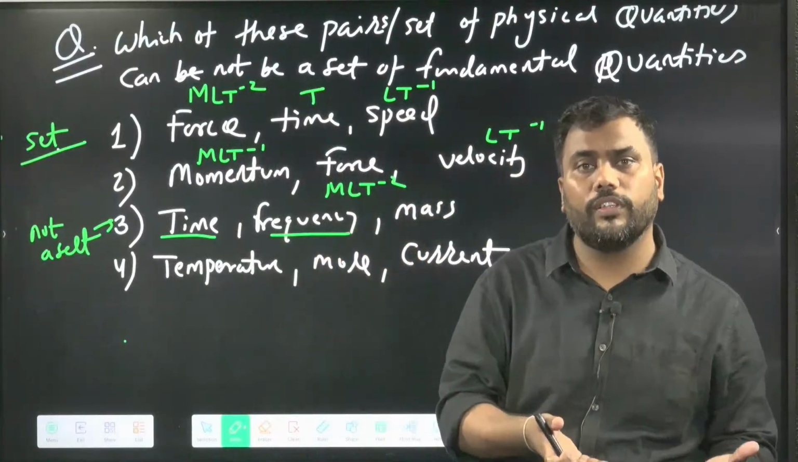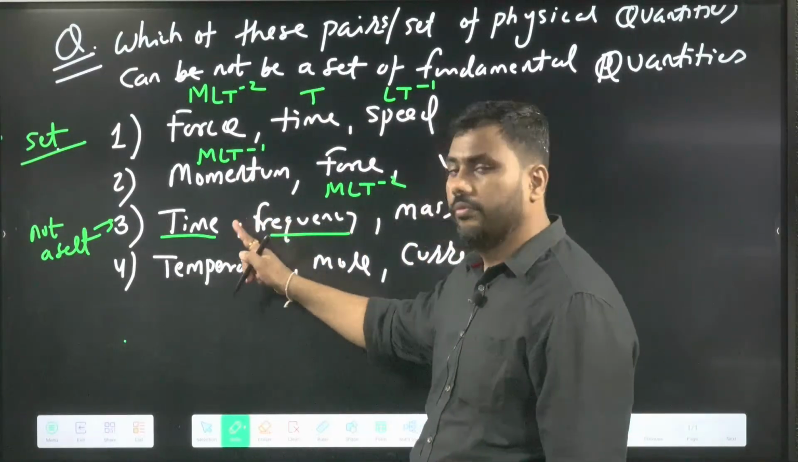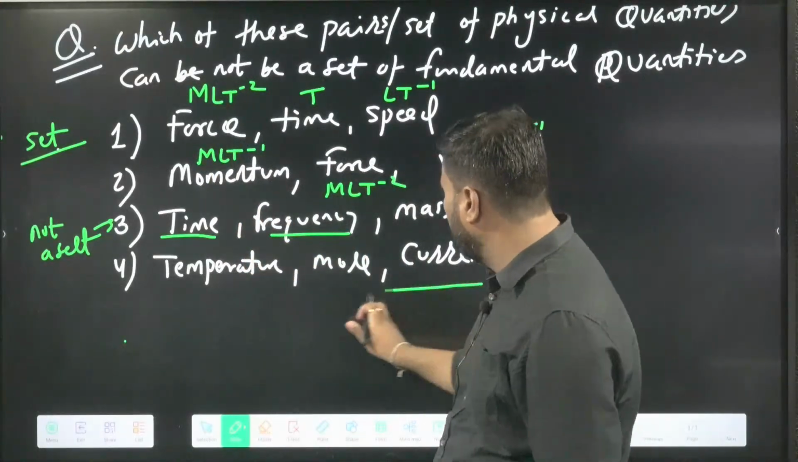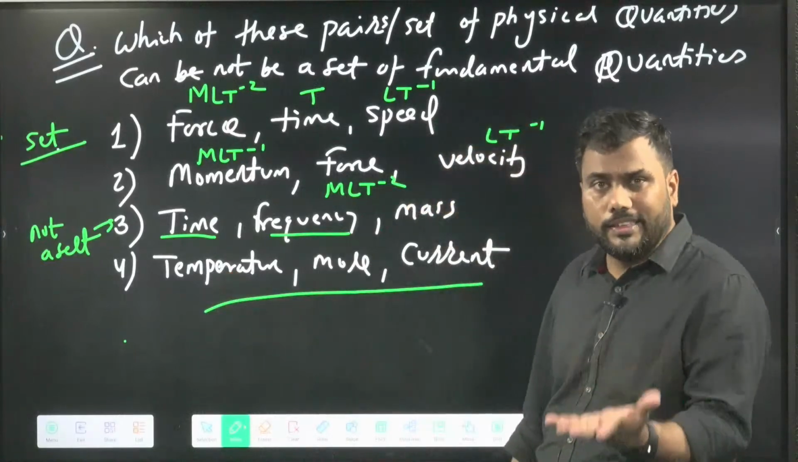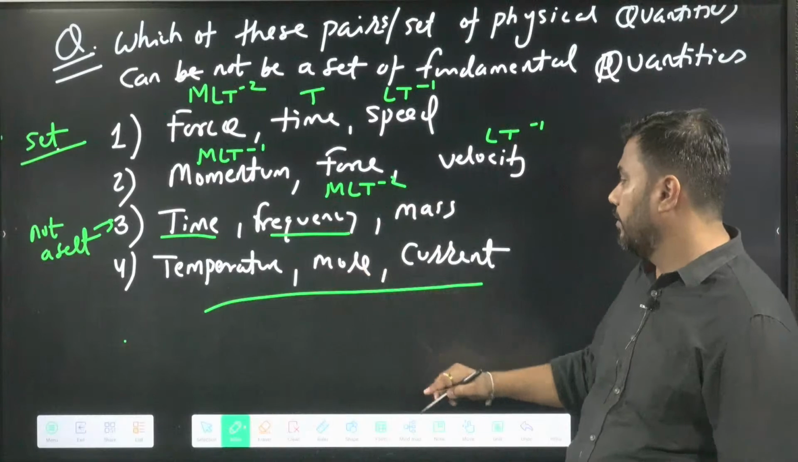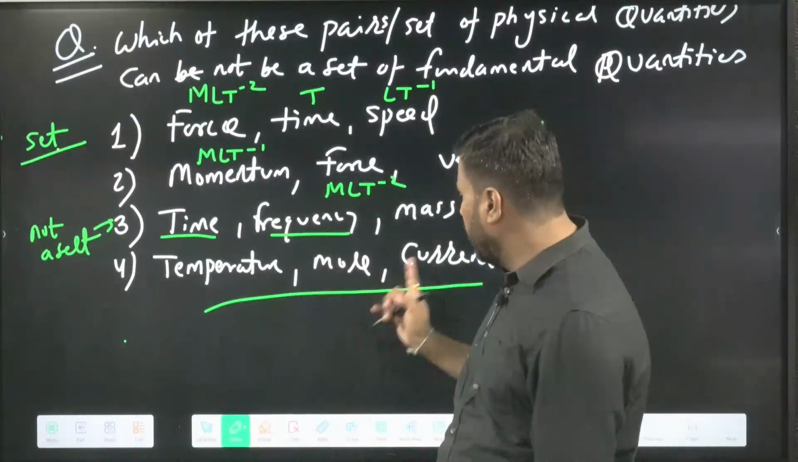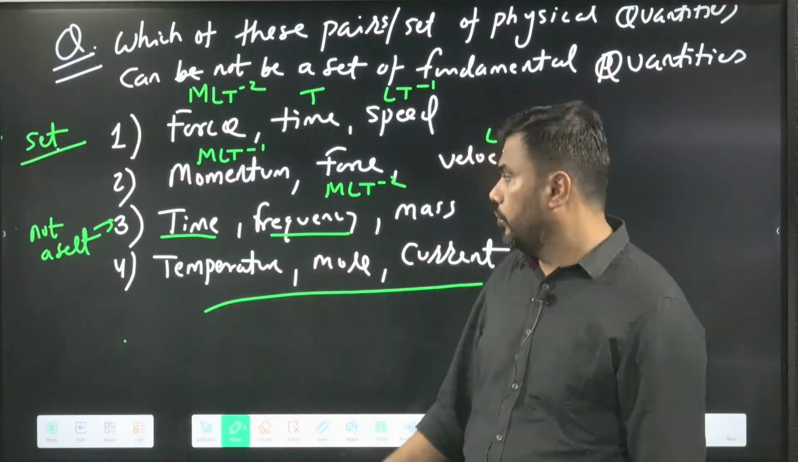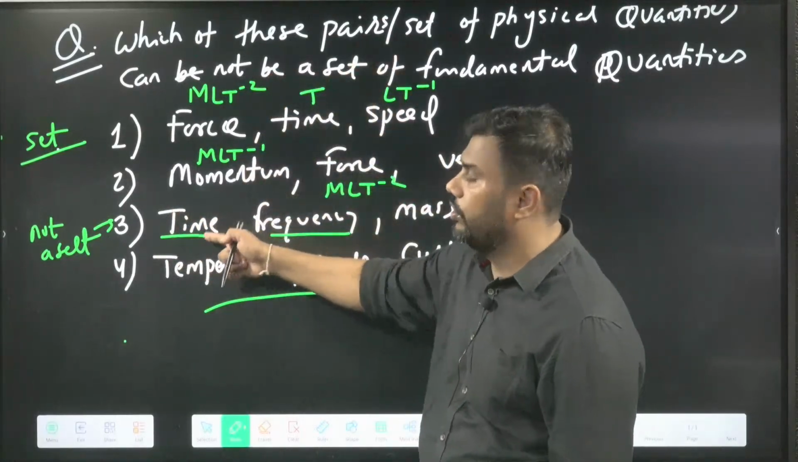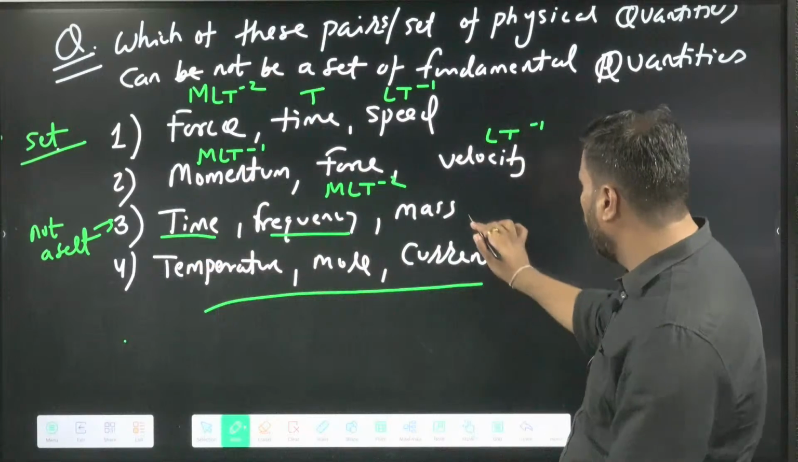Time is just 1 upon frequency. They can be derived from each other. So this third option is not a set of fundamental quantities. The others are sets of fundamental quantities. Temperature is a fundamental physical quantity. Mole, in the SI system, is fundamental. Current is also fundamental, so they cannot be derived from any other. So the only possible wrong answer here, which is not a set of fundamental physical quantities, is 3. So we will choose option 3.